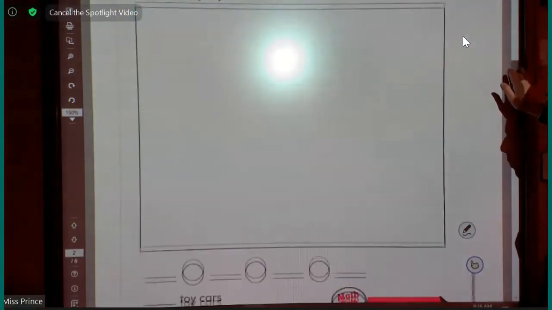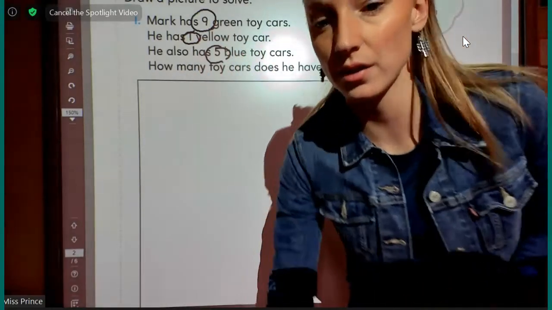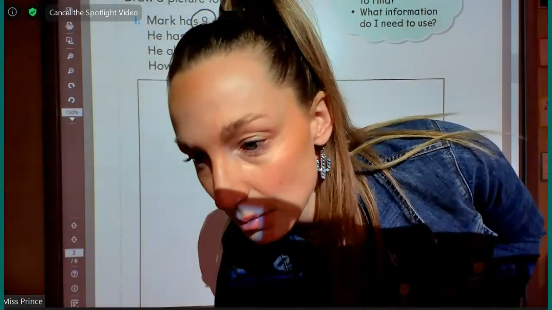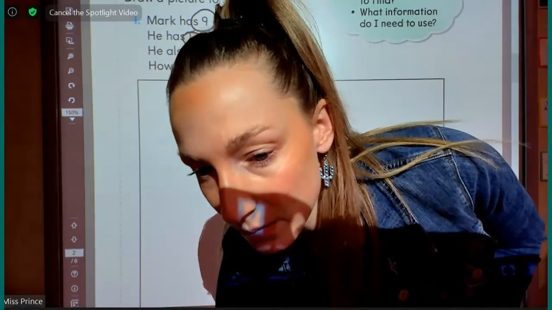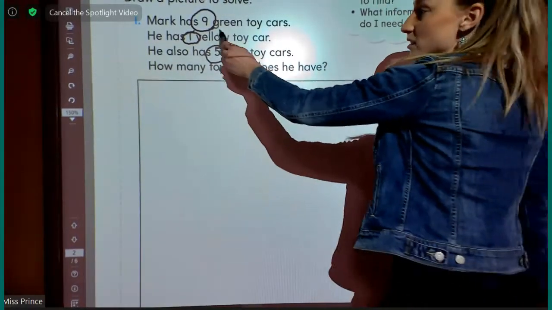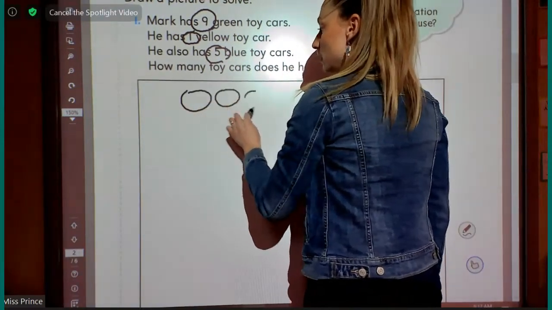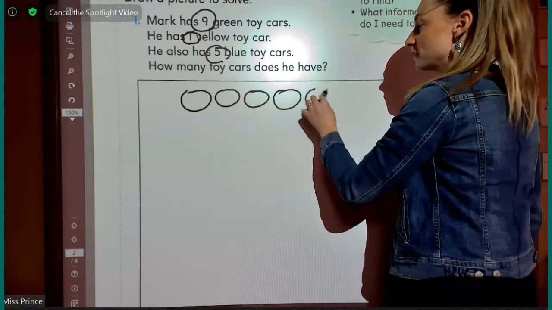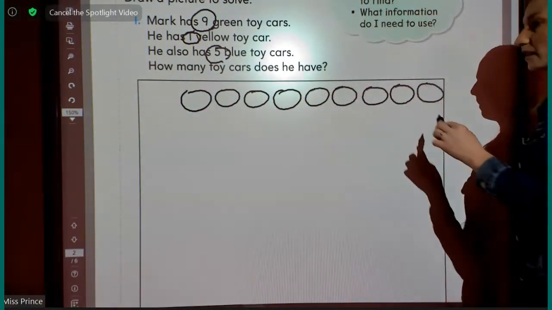So, I'm going to put 3 different rows, okay? I'm going to start out with my 9 green toy cars. I have somebody that's not muted, and so I'm going to go help you out. Thank you. So, we're going to start out drawing our 9. 1, 2, 3, 4, 5, 6, 7, 8, 9.